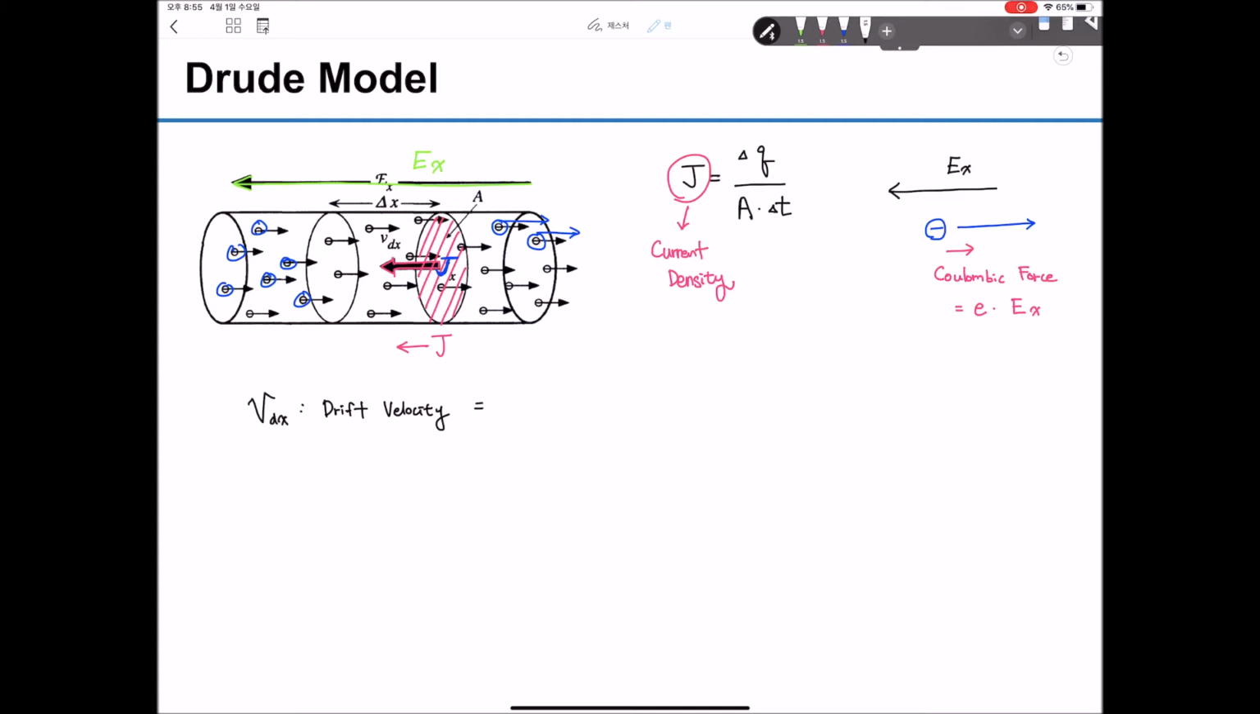Okay, and this is 1 over N, bracket, vx1 plus vx2 plus dot dot dot plus vxN, bracket. So if you take the x component velocity of all individual electrons and add them all up, and divide by the total number of electrons, then you can get the drift velocity, or the equivalent average velocity of electron in x direction.